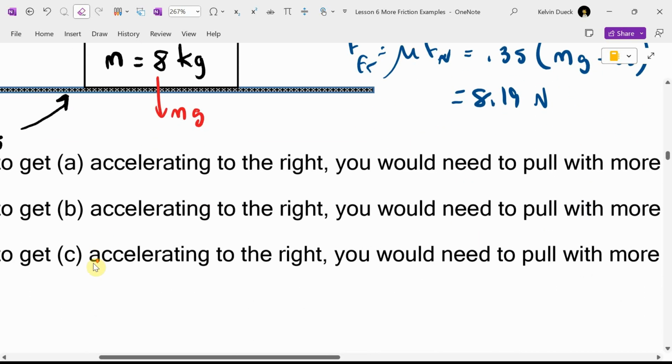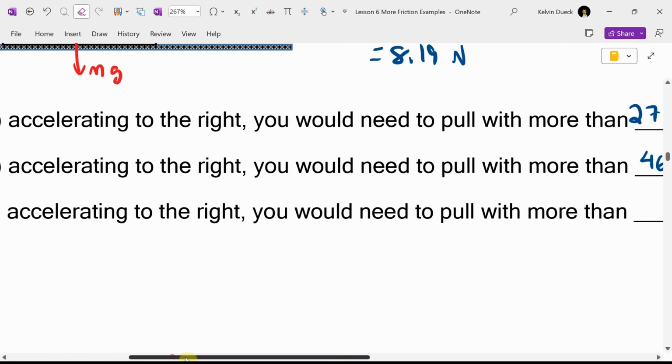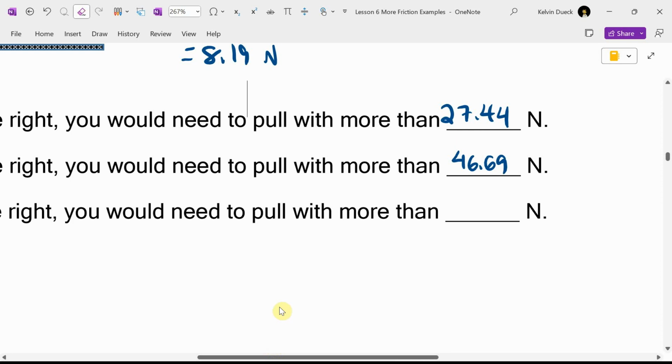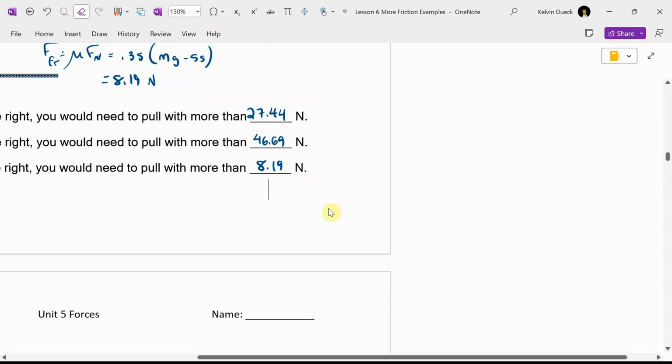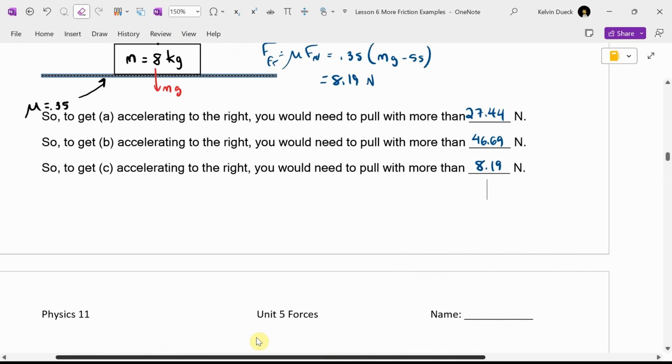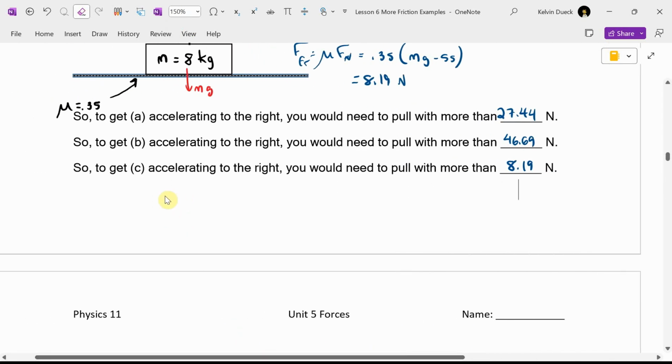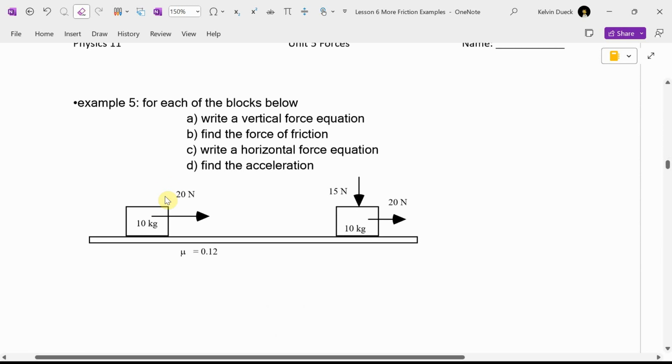So to get this mass accelerating to the right, Theta, we would need to pull with more than what? 8.19. Yeah. Pull with 8.20, it's going to accelerate. Pull with 8.18, nope. So what you're going to have to start doing going forward is just be cautious, especially in today's lesson. The normal force will rarely equal mg.